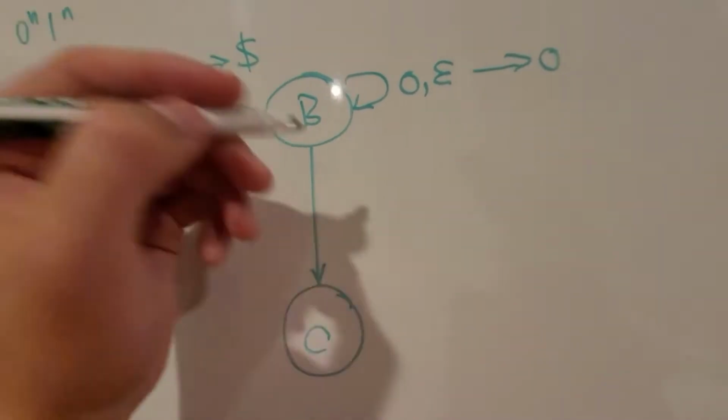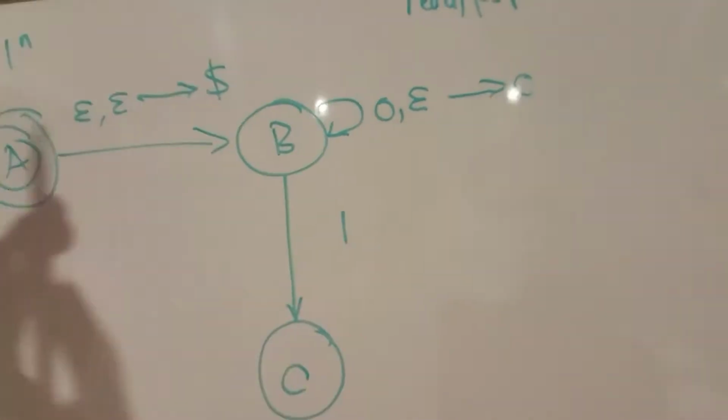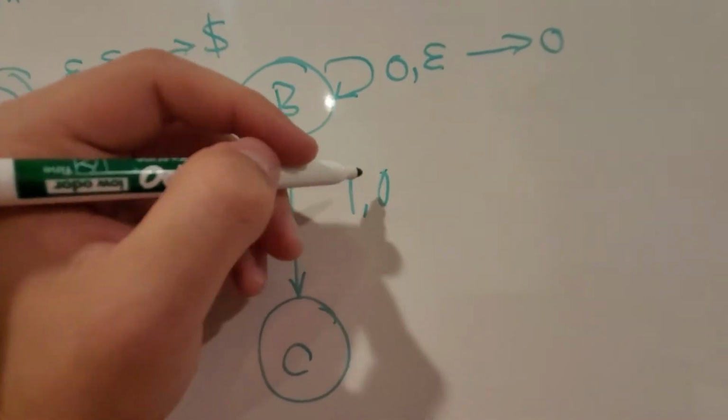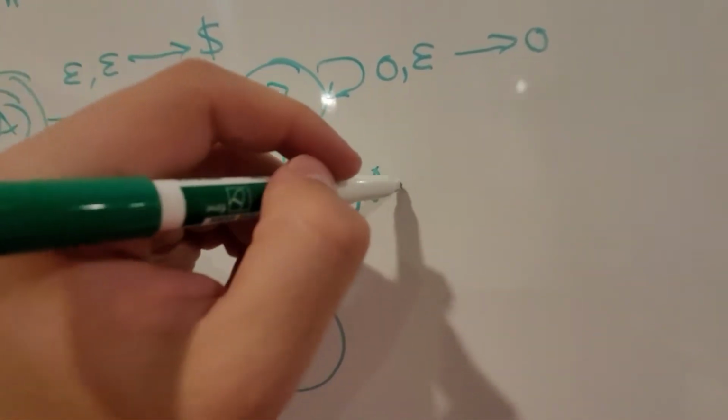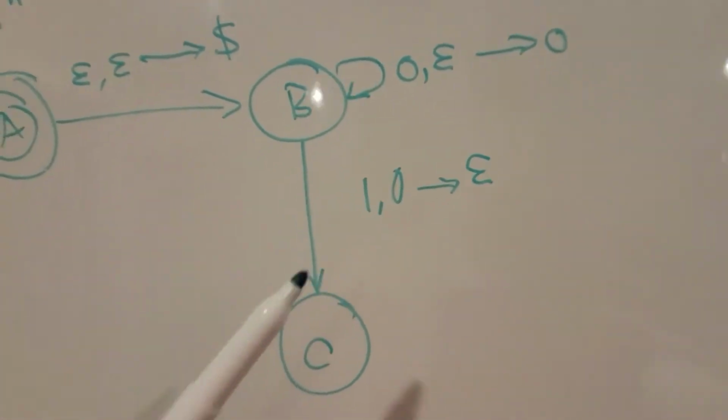Well, once we read our first one, we can take this path. Once a 1 becomes available, we can read the 1. And let's pop our 0 off. And then let's push nothing on it. Why are we going to do this?